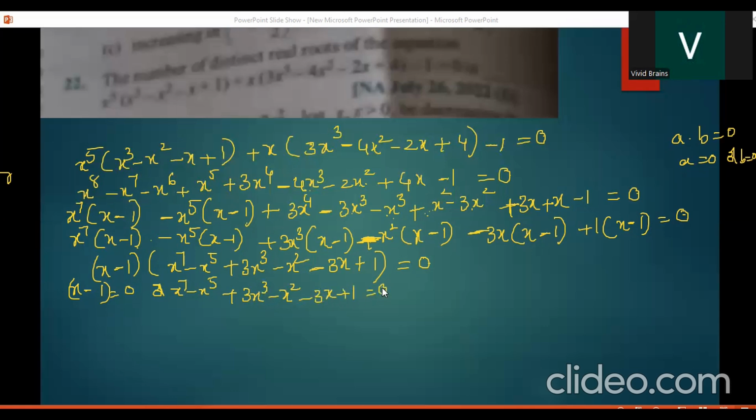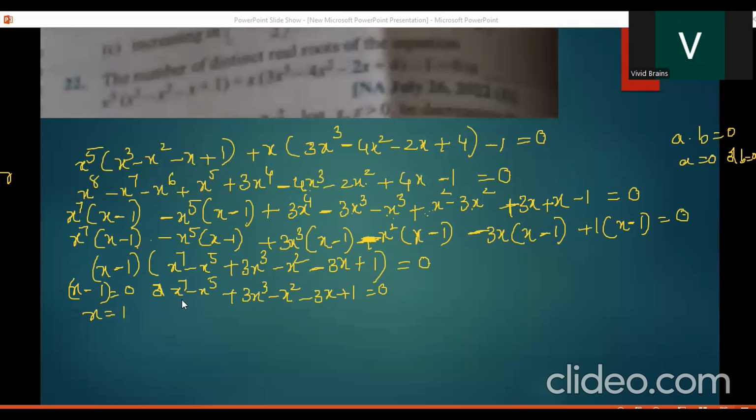Okay, right. What do I do now? So we got one root now here. You see, x is equal to 1. x is equal to 1 is one root. Okay, because x minus 1 is 0. Then we have to get still how many roots? 3 roots, right? Why 3 roots?